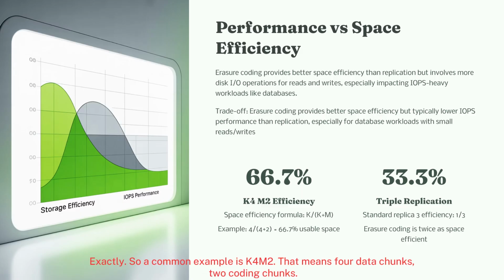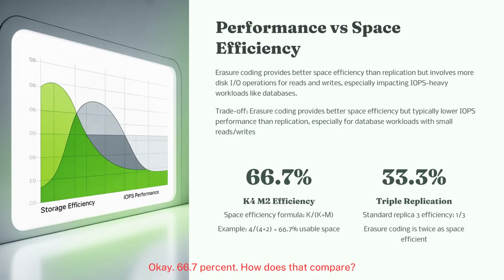Exactly. So a common example is K=4, M=2. That means 4 data chunks, 2 coding chunks. Your efficiency is 4 divided by 4 plus 2, which is 4/6, or about 66.7%. Okay, 66.7%. How does that compare?